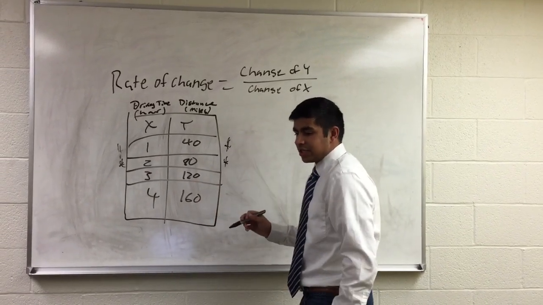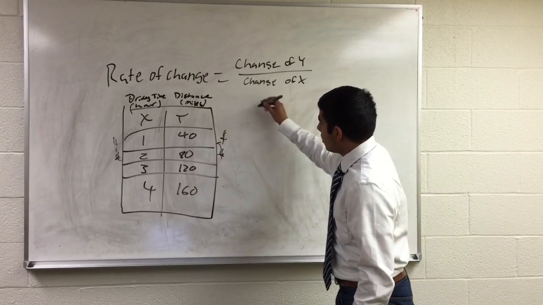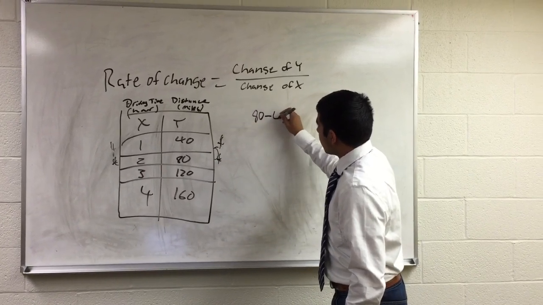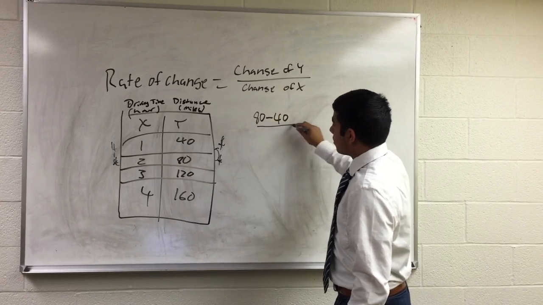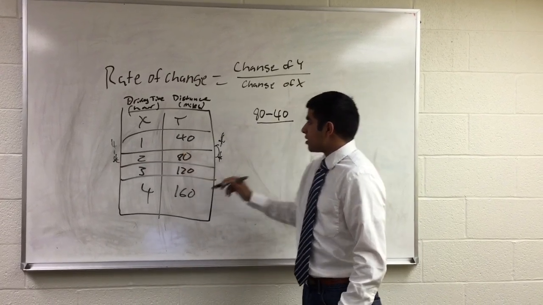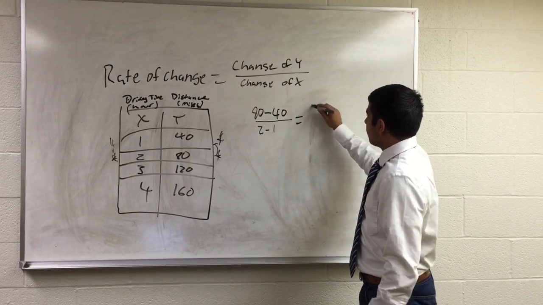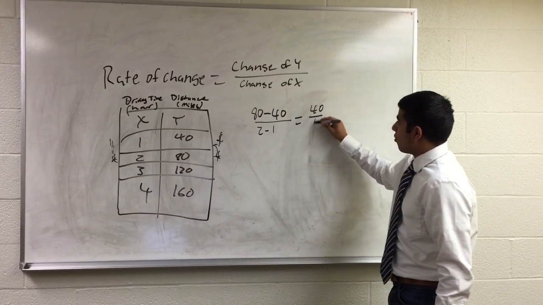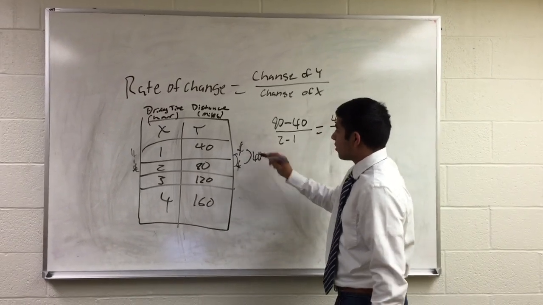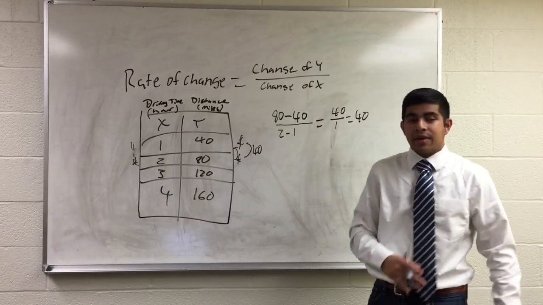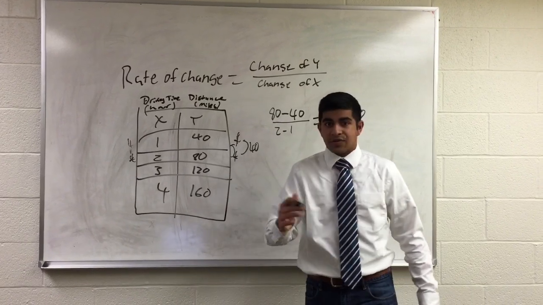So for instance, let's find the change of y between these two numbers. You're going to take y sub 2, so 80 minus 40, over the change of 2 minus 1. And that's going to give you the rate of change of 40 over 1, which is going to equal 40. So right here, you have a rate of change of 40.